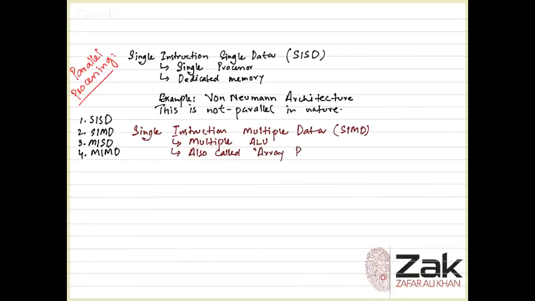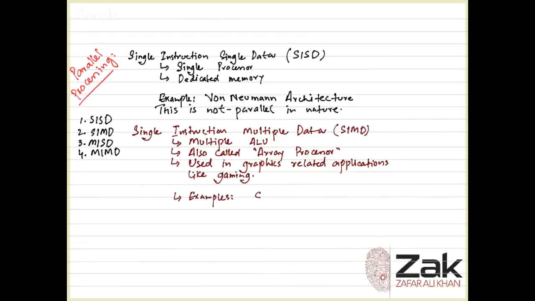Also called an array processor, used in graphics-related applications like gaming. Examples are gaming consoles and graphic cards.